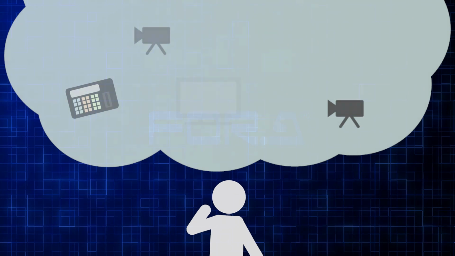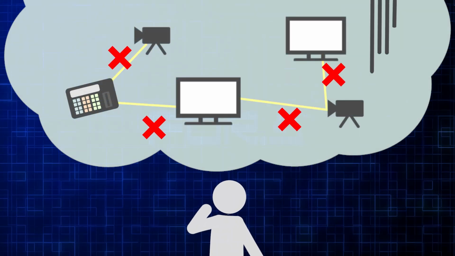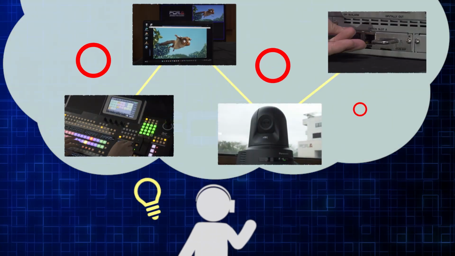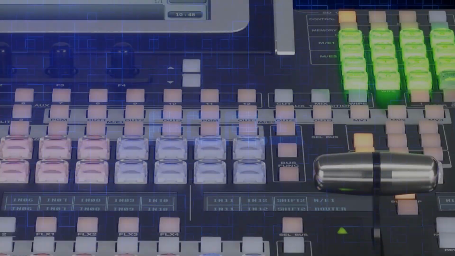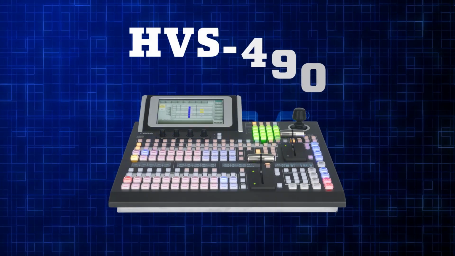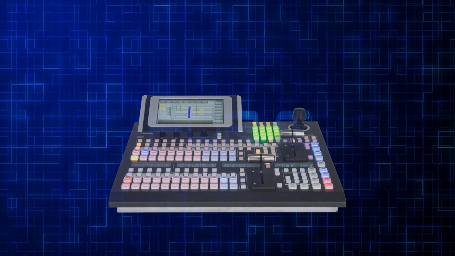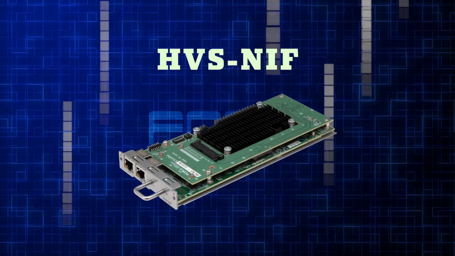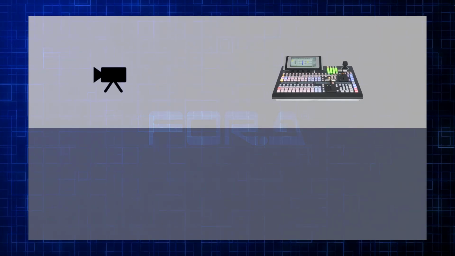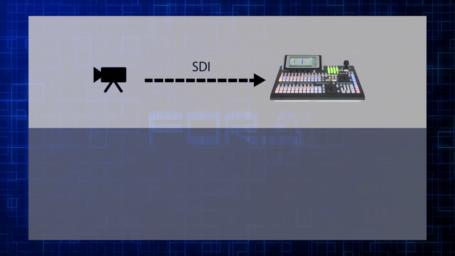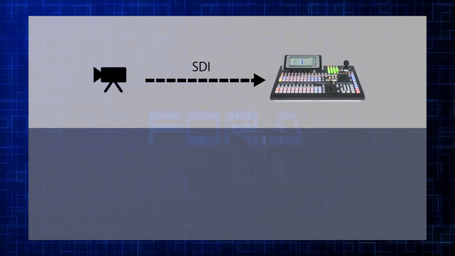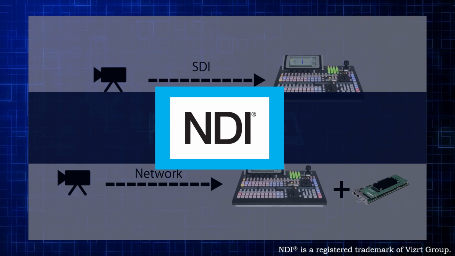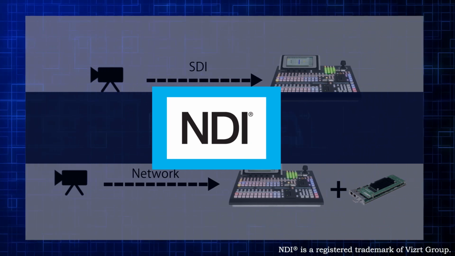Have you ever encountered any difficulties in live production systems? Then our HVS-NIF might help you to make it more clear and easy. If you already have our live video switcher HVS-490, all you need is just one card, the size of a passport. In addition to the SDI input from the camera normally used in the broadcast industry, HVS-490 will evolve to support NDI, a protocol for transmitting video and audio over our network.